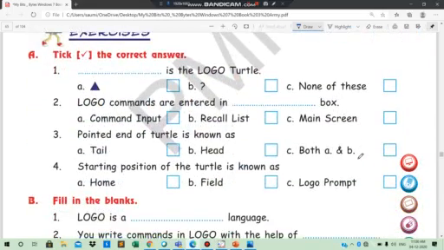Now let us tick the correct option. Although we have already done this several times, but yes, come on.